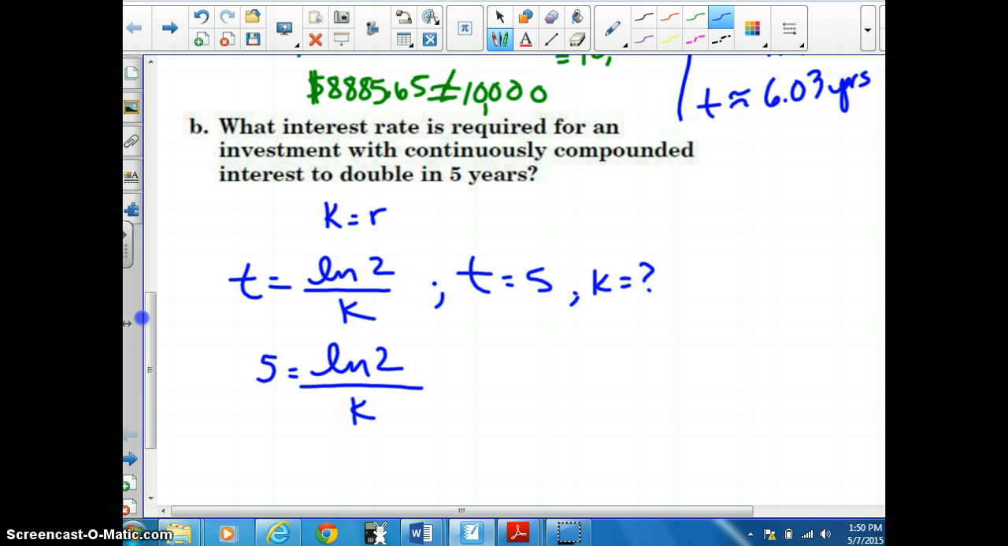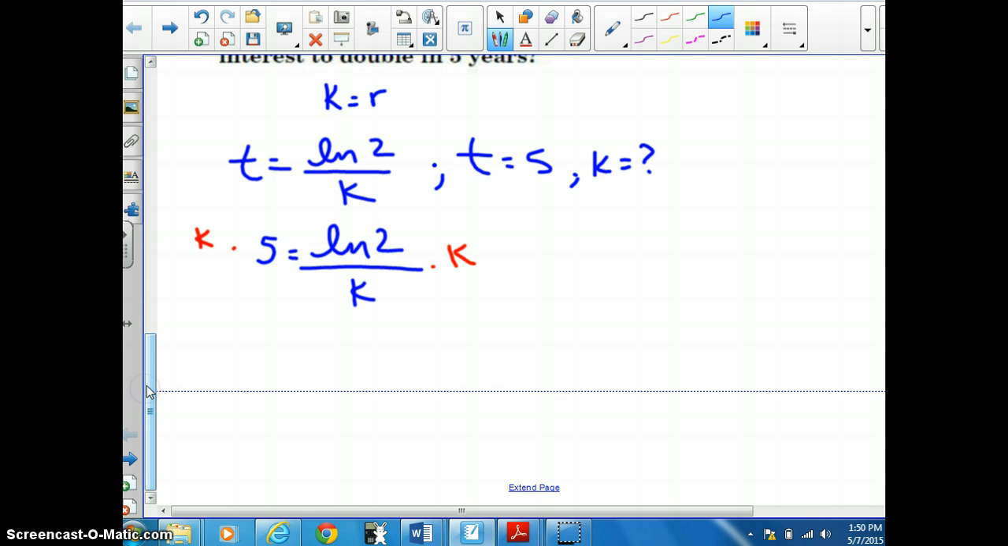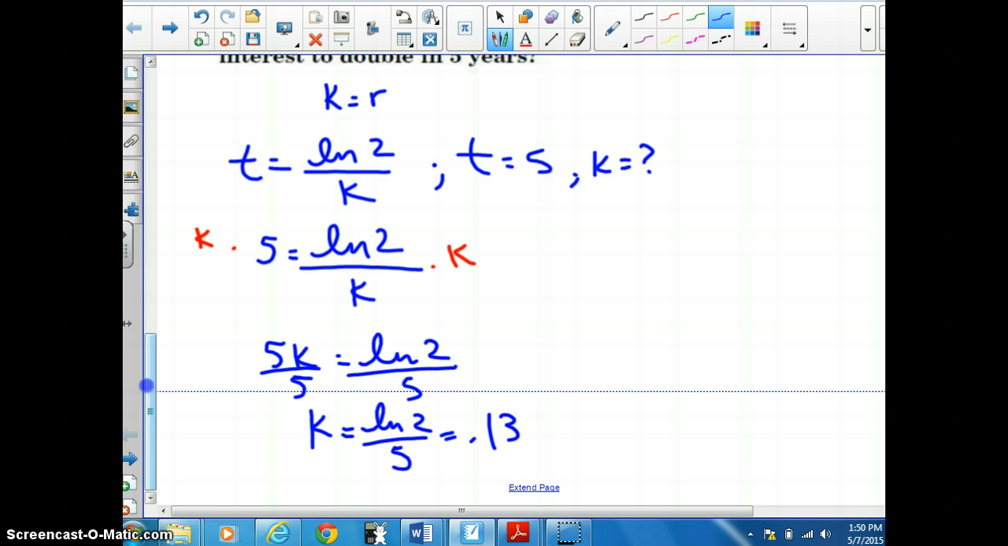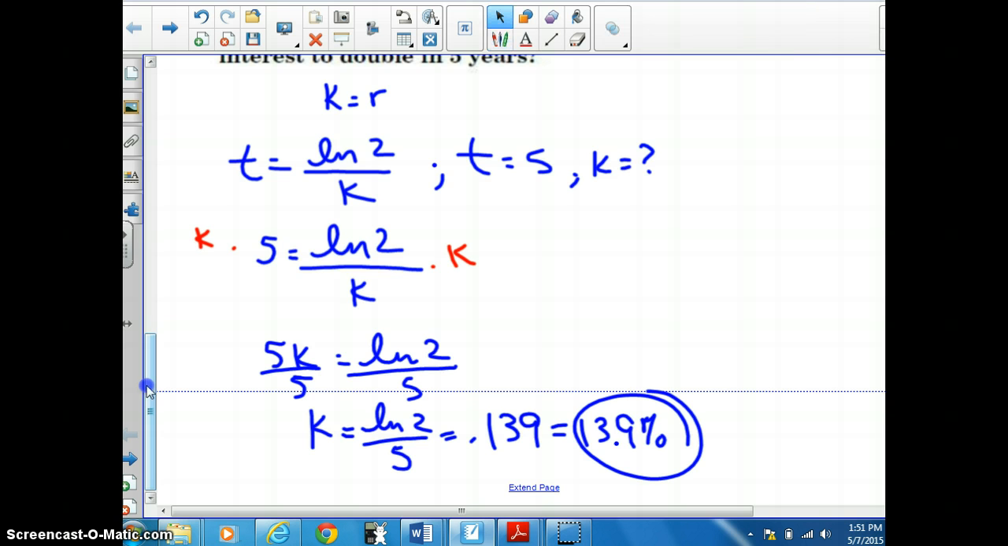You can do a little cross multiplying here. Multiply both sides by k. So you get 5k equals the natural log of 2. And then divide by 5. So k is the natural log of 2 over 5, which is equal to 0.139, and that's 13.9%. So in order for it to double in 5 years, we have to have an interest rate of 13.9%.